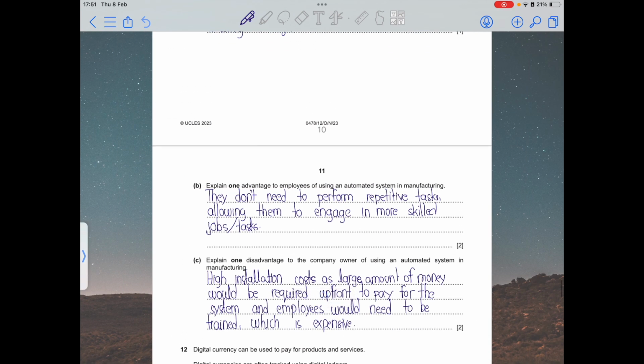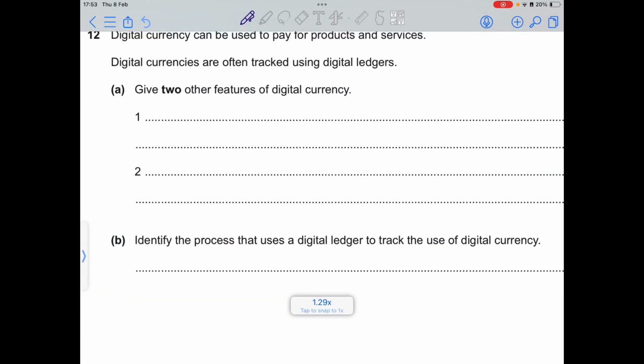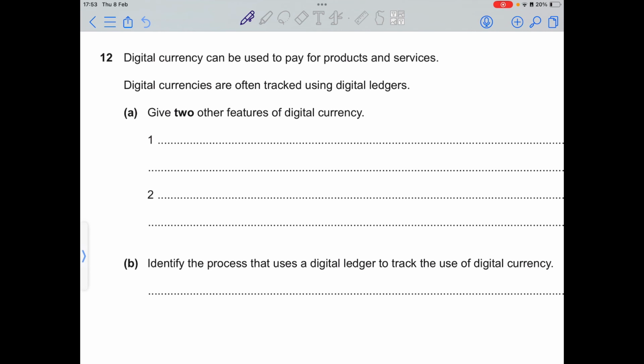All right, so let's move on to the next question. I hope this question is clear. Now, here we're looking at the second last question, which is about digital currency. Digital currency can be used to pay for products and services. They're often practicing digital ledgers. Give two features of digital currency, other than these features.